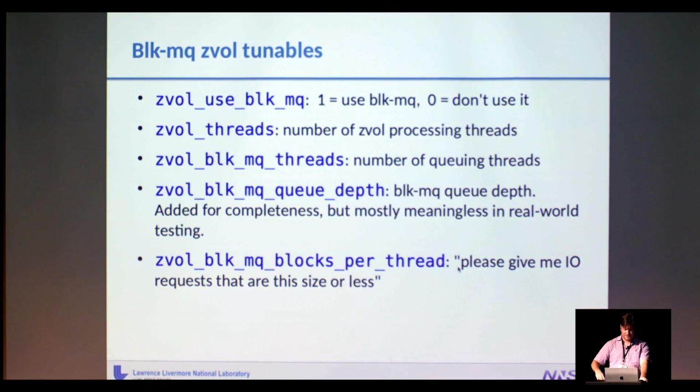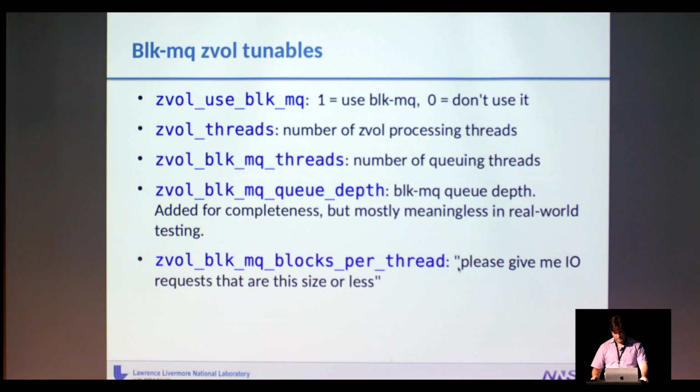ZVOL threads is actually an existing pre-block multiqueue parameter. This is just the number of ZVOL processing threads in the ZVOL driver. I think it's default set to 1, which says use the number of CPUs. ZVOL block multi-queue threads: you can think of this as the number of queues to tell the kernel to create. I think this is also set to 0 to say, okay, default to the number of CPUs.